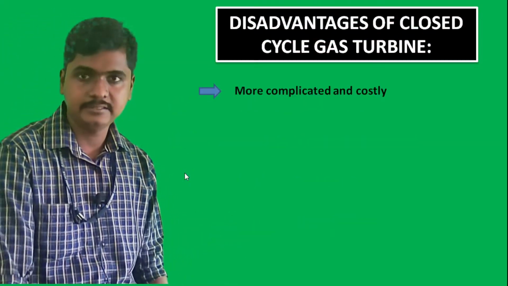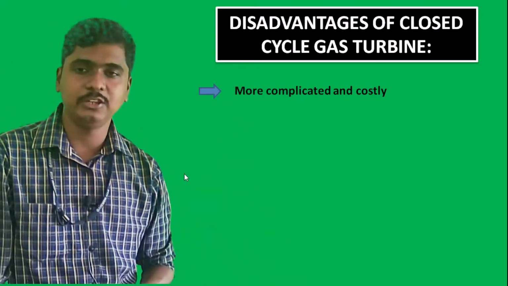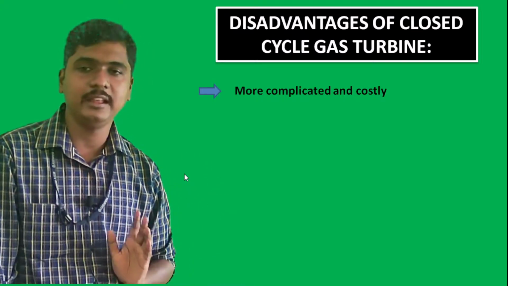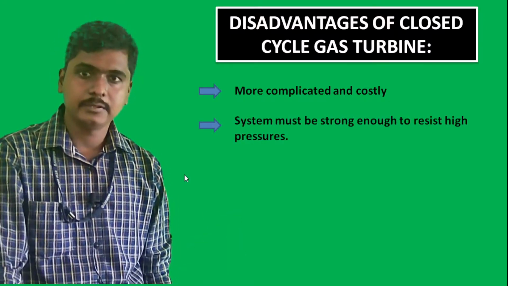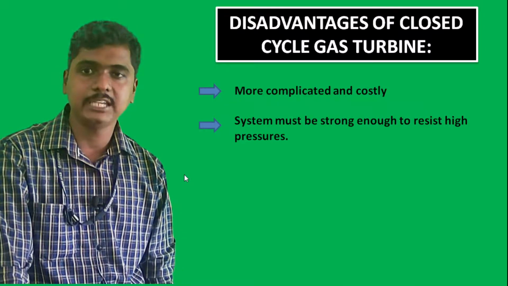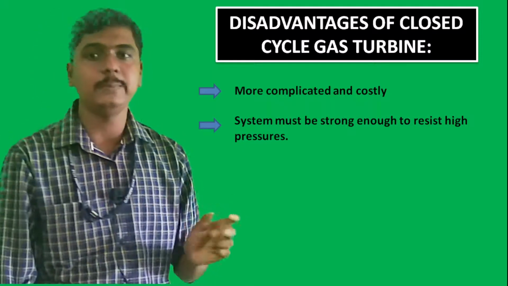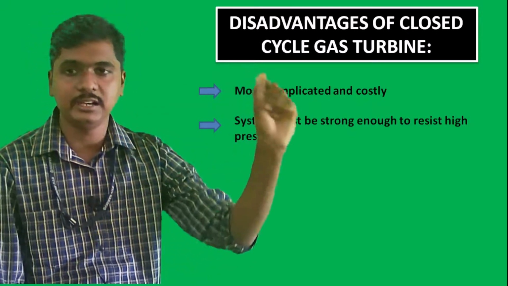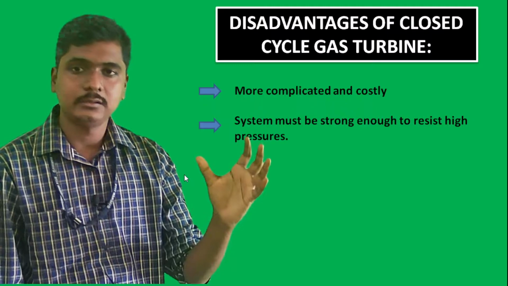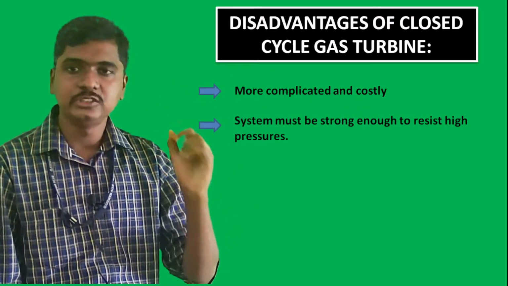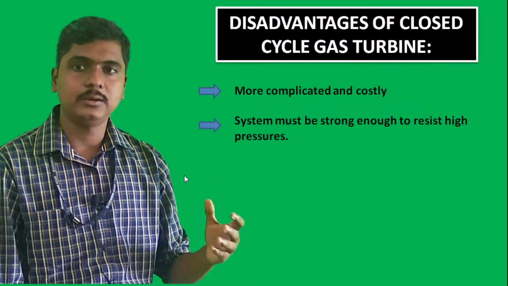Now coming to the disadvantages. First, it will be complicated because we are using a number of heat exchangers to recirculate the air again and again. So the design will be complicated and of course it will be costlier also. The system must be strong enough to resist high pressure. In order to get high thermal efficiency, we need to have high temperature and high pressure of the working fluid circulated inside the circuit. To maintain that high pressure, the system should be strong enough. We have to use some costlier material for the construction of those components.